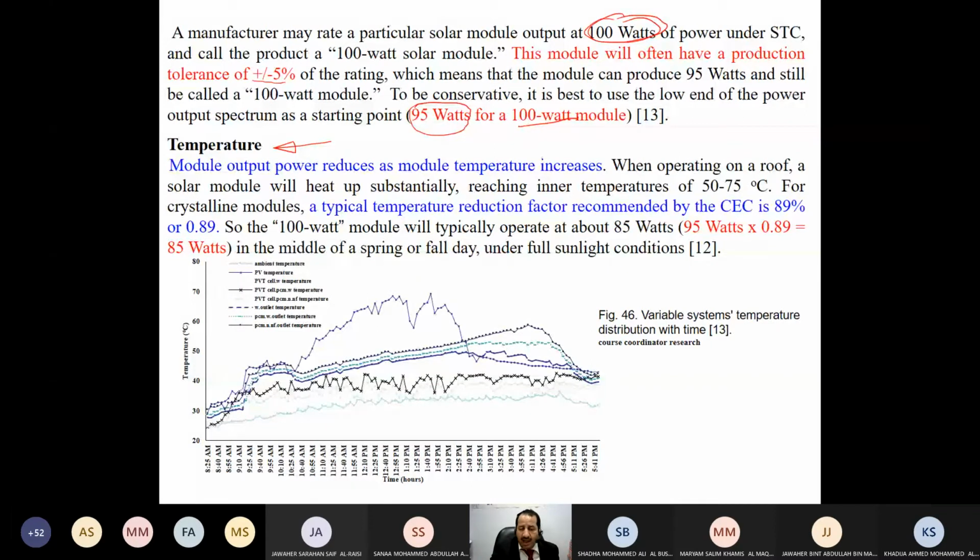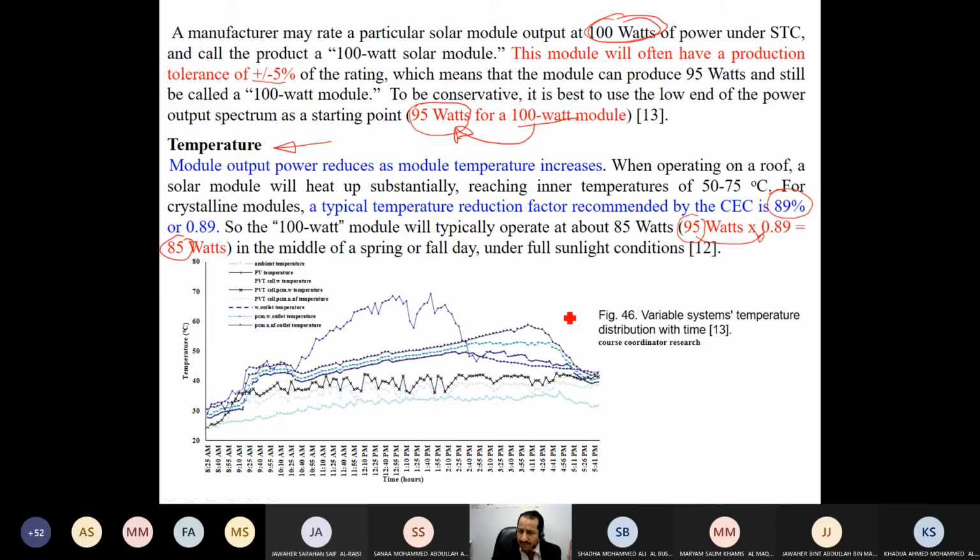Now you might ask, generally speaking, how much reduction do we expect? The reduction could be around 11%. So if I say 11% reduction means 89% of the power, then the 100 here is reduced to 95, and the 95 is reduced by a factor of 0.89. So I got around 85 from the 100.